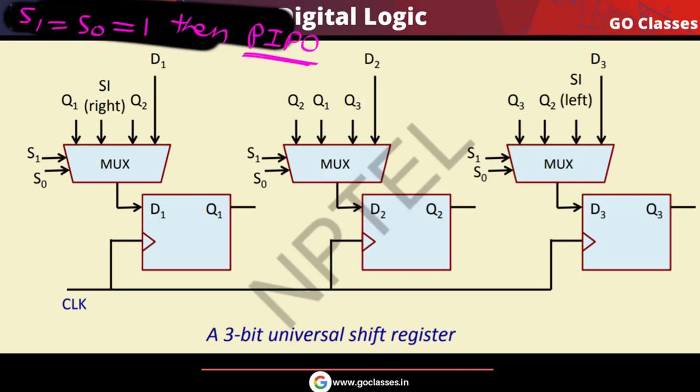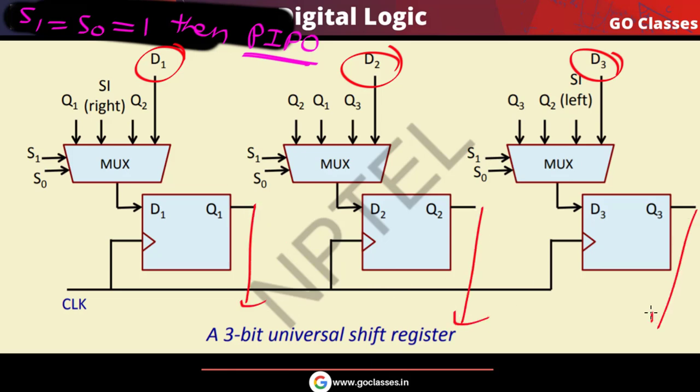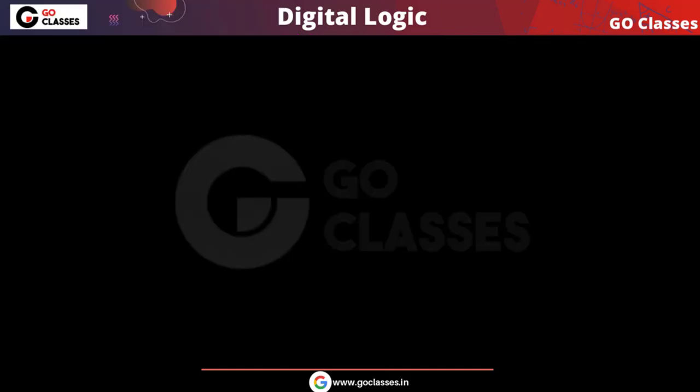When both are 1, you can notice that this new data, d1, will be inserted, because here also both are 1, and here also both are 1. This new data will be inserted, and we can very easily read this data. If you want to read, you can read it like this. Quite simple. So this is your universal shift register.